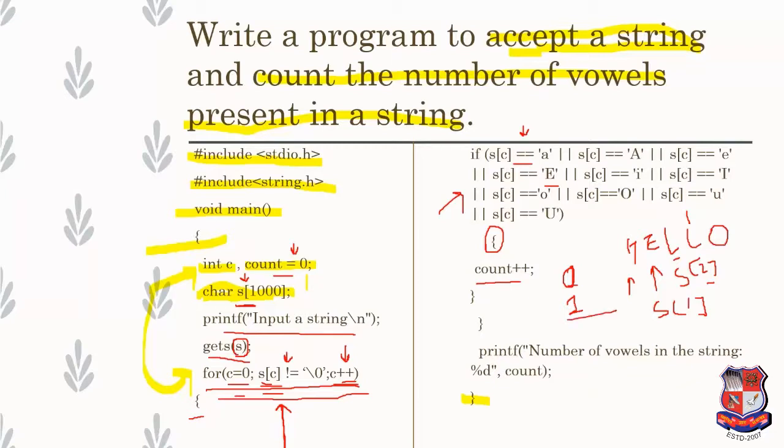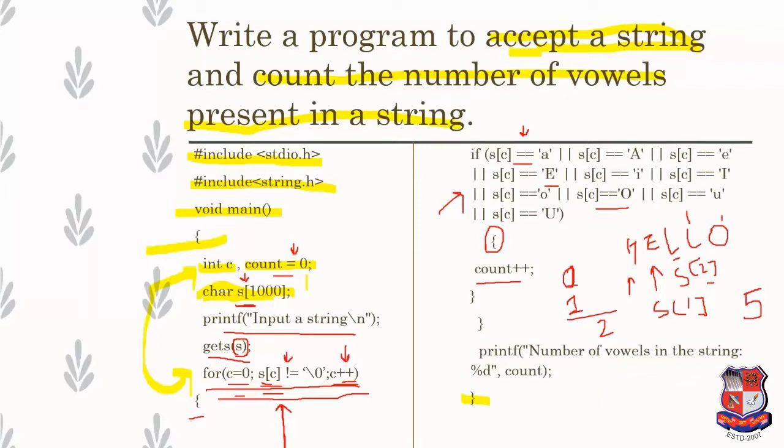When c++ occurs for the last character, s of 4, it will check that s of 4 is also not equal to null because the letter O is there. It's matching the criteria. So now my count is getting incremented, so it will have the value 2. After this, when c++ occurs, c will be 5. 0, 1, 2, 3, 4 and c will be 5.